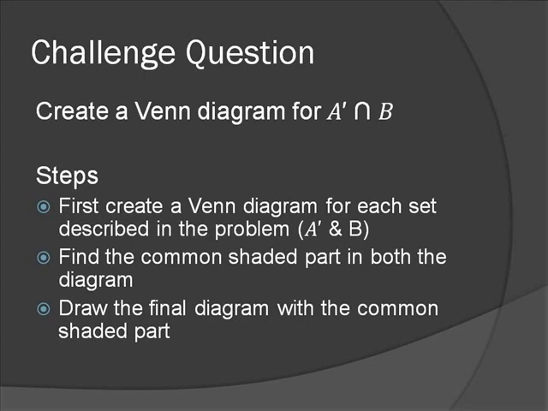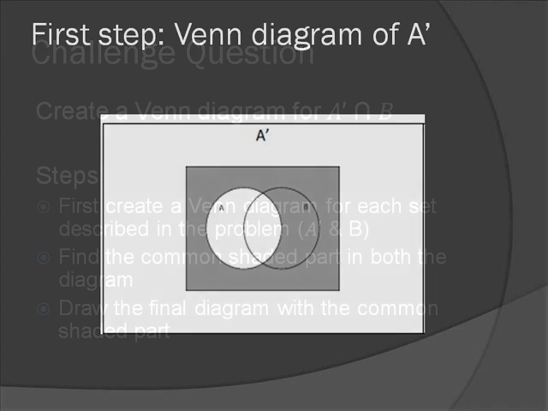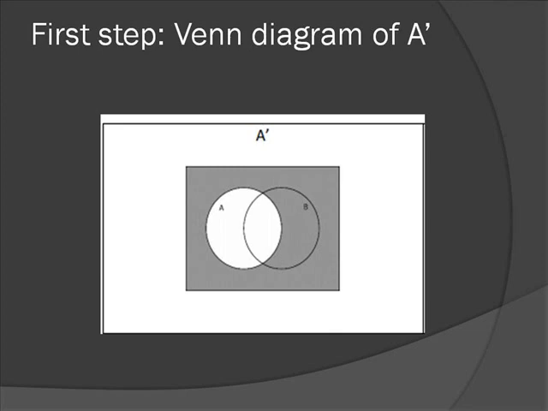So let's just move on to the solution, and the solution is we have steps, and I will show you how to solve this question in steps. There are 3 steps basically. I will first show you how to solve the first step. As we discussed, we will be solving this question in steps. So the first step was we have to create a Venn diagram for A complement and set B.